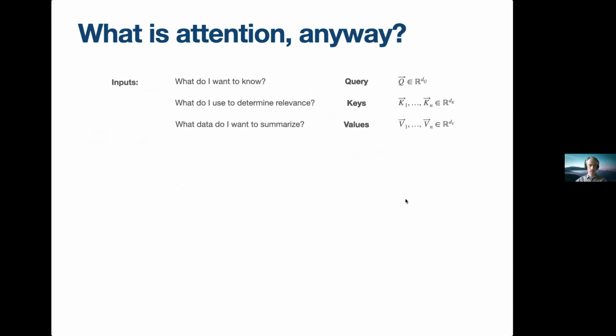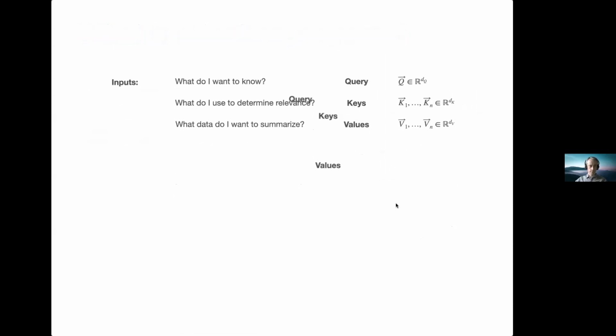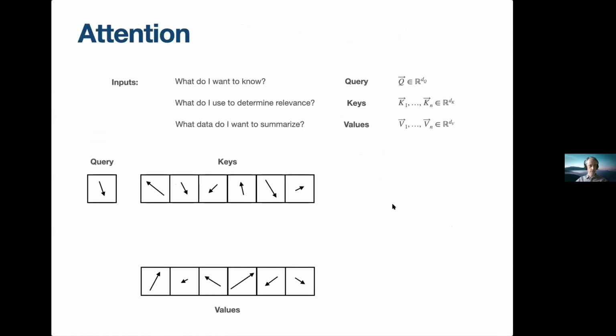Okay, so here we have an example of a query, keys, and values. We have one query, and a sequence of keys and values, one key for every value. These keys and these values could be the same, but they may be different. So in this case, the keys and the values are different.